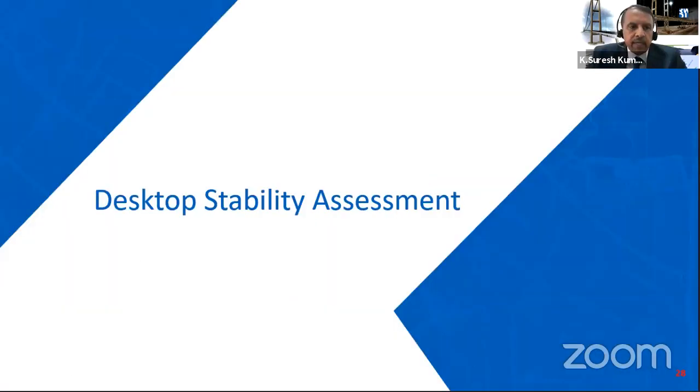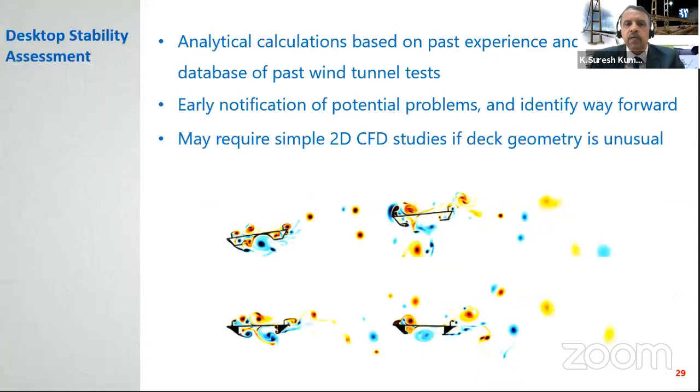Once the wind speed has been taken care of, we immediately get into desktop stability assessment. Lots of experience here because we have been doing bridges for a long time. We have a database that can be utilized to come up with whether a particular section is stable or not. And sometimes 2D CFD can be utilized as well to see whether the vortices are getting intensified, whether the upwind deck vortices are hitting the downwind deck, et cetera. These things can be done using 2D CFD, which can supplement the experience. So you can get some early notification of any potential problems, and if there is any potential problem, how to mitigate it. That is where this will come in handy.